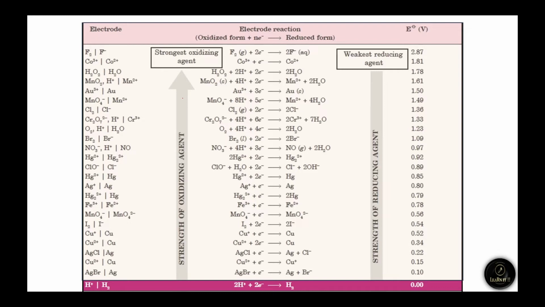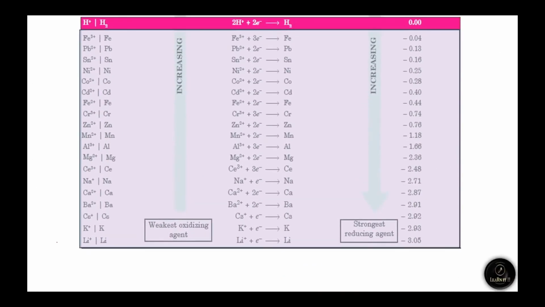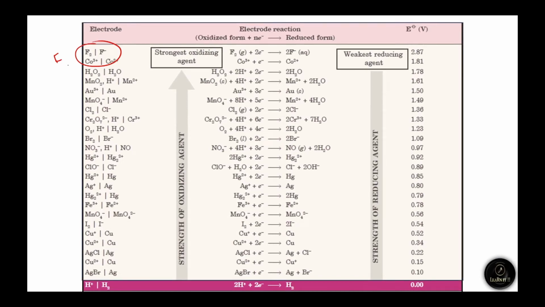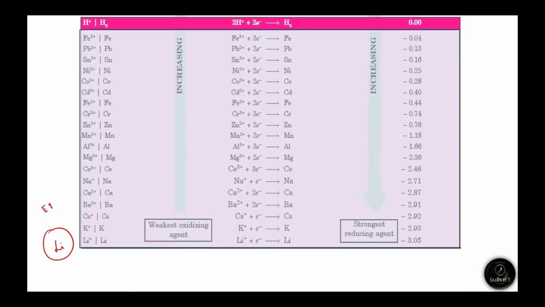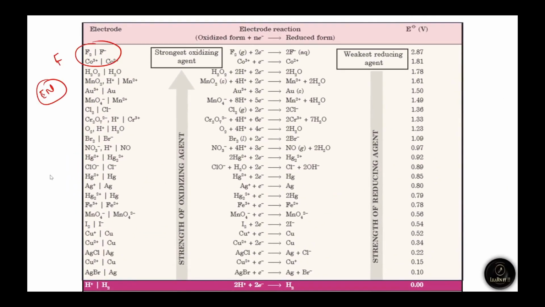As far as the competitive exams are concerned, the electrochemical series is an important segment. Students must understand 2 things. First, fluorine is at the top and lithium is at the bottom. Fluorine is the most electronegative element, and lithium is the most electropositive element. These 2 things students must know.